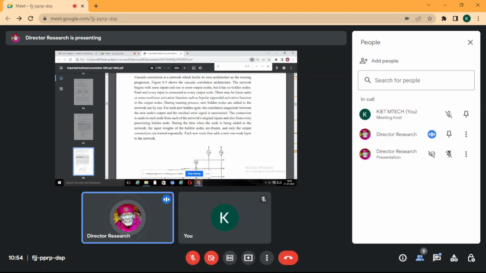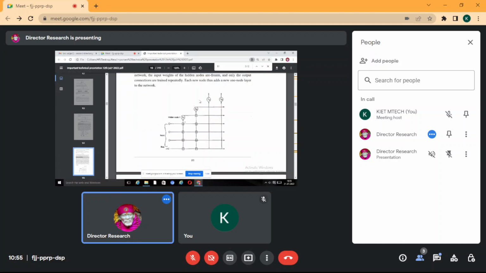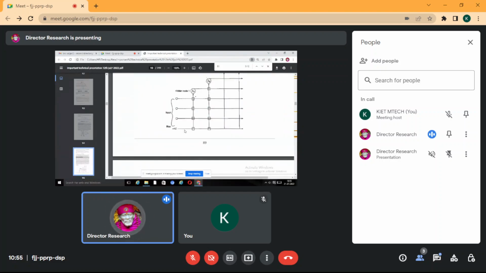For each new hidden node, the correlation magnitude between the new node's output and the residual error signal is maximized. The connection is made to each node from each of the network's original inputs and also from every pre-existing hidden node, during the time when the node is being added to the network. Okay, input weights of the hidden nodes are frozen. Only output connections are trained repetitively. This is the thing, how they are connected.